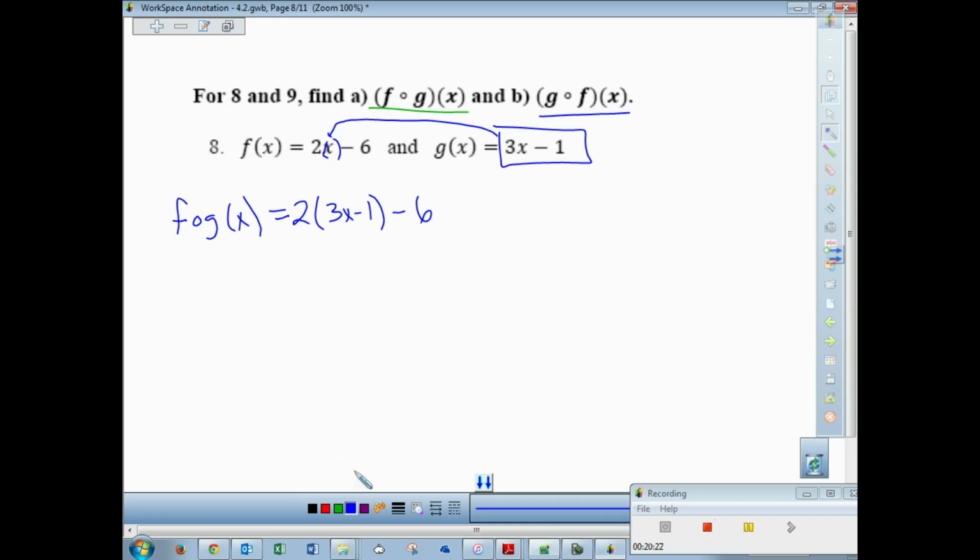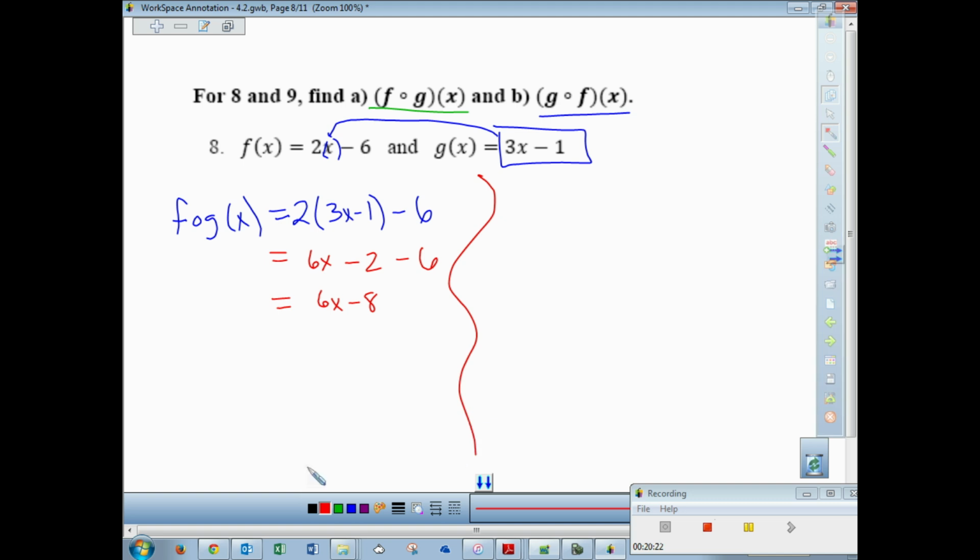Then just work straight down. Just bring your equal sign down. That would be 6x minus 2, my bad, minus 6, 6x minus 8. That's what f of g of x is.